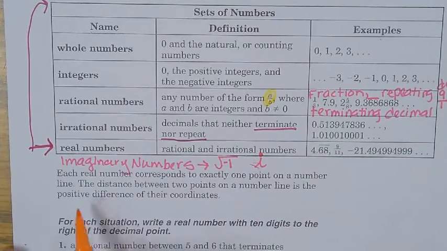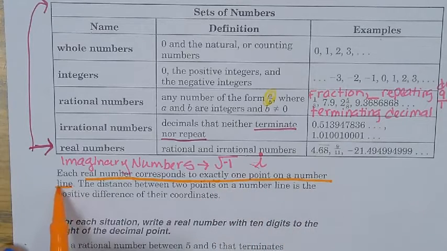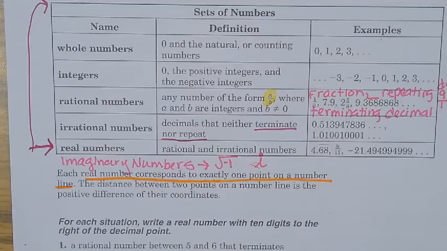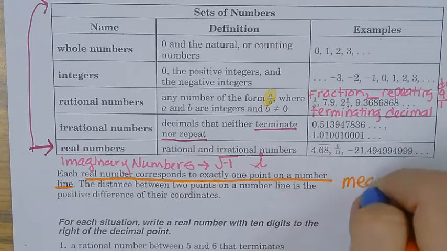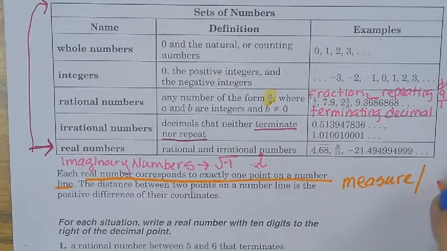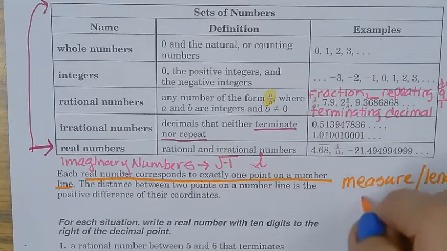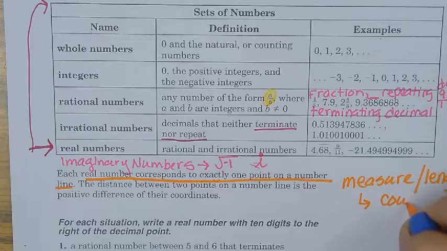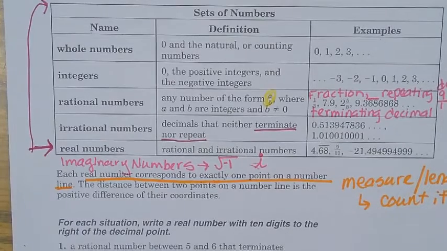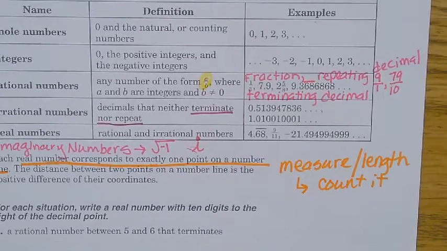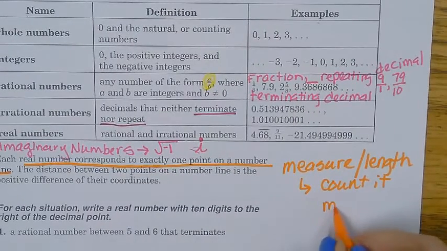So every real number corresponds to exactly 1 point on a number line. The distance between those 2 points is the difference, the positive difference between their measures. Or we can just count them. So if you're asked to find the length or measure, one of the ways we can do is count it. I'm going to show you another way too, but one of the ways is to just count it. And it must always be positive.